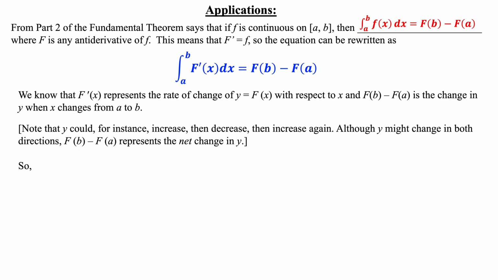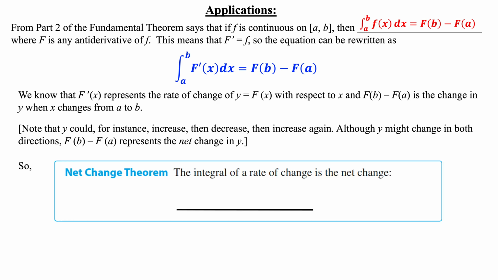All right, so capital F of b minus capital F of a represents net change in y. It takes into consideration all the positive areas, negative areas, and maybe back to positive areas. The net change. Sometimes we call that displacement. So the net change theorem: the integral of a rate of change is the net change, again, what we've done before. So it's the same thing. It's, again, if you will, part 2 of the fundamental theorem of calculus.